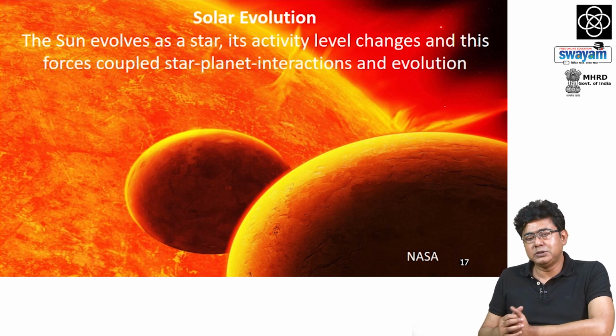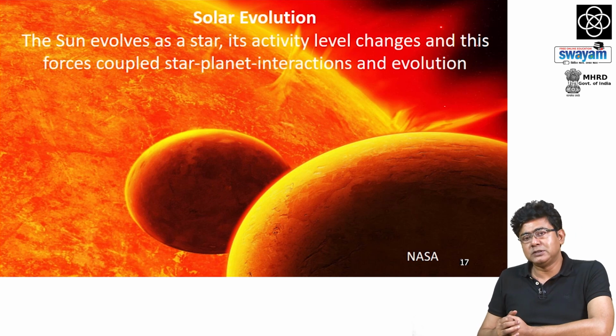And when the star slows down, it's seen that its magnetic activity levels also are impacted by this slowdown, and therefore, it is expected that when the sun was young and a much faster rotator, it would have been much more active than it is at present.